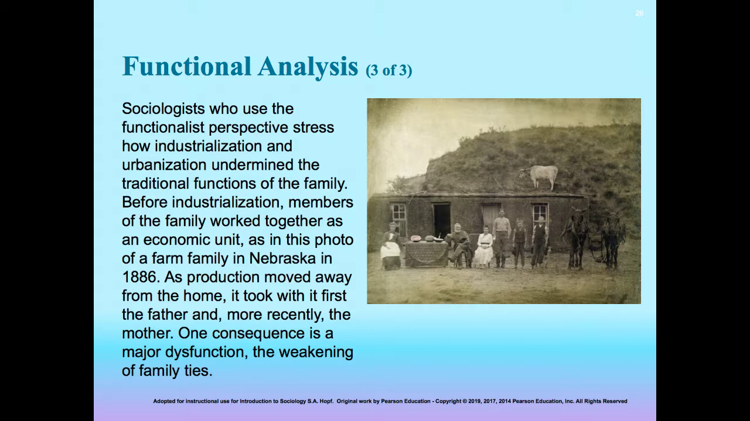Functionalists would consider how society changes and how things like the Industrial Revolution and urbanization may have undermined the traditional functions of the family. The family, which is a major social institution, developed norms, roles, and traditions that were highly functional for hundreds of years. When industrialization and urbanization changed the roles, then the norms changed, and tradition did not serve the family or society quite as well. This then leads to dysfunction, for instance, the weakening of family ties.